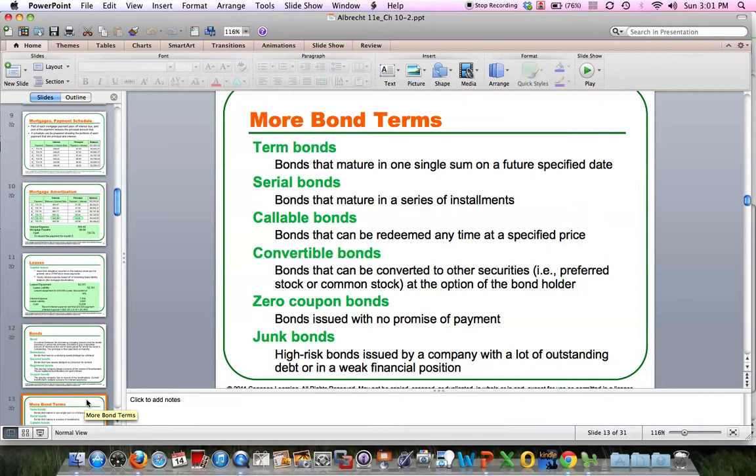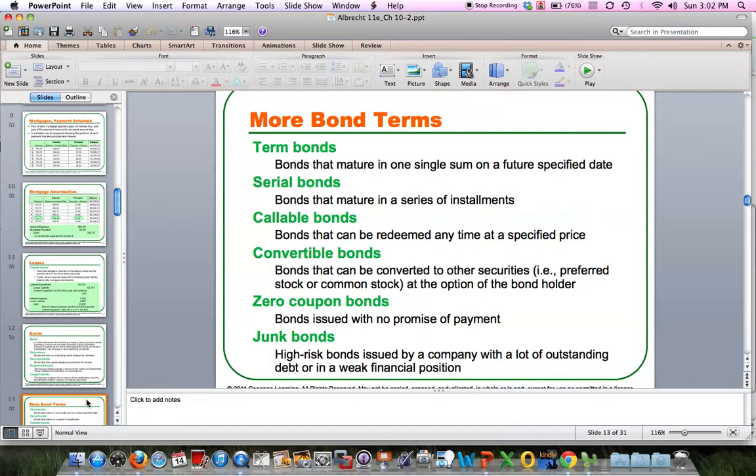Some additional bond terms, and again, these are almost entirely on page 464. A term bond is a bond that matures in one single sum on some future specified date. So a corporation can issue term bonds like a 30-year term bond, and the entire amount is due in 30 years. Or you can have serial bonds where you would issue bonds that mature in a series of installments. Some would mature in 5 years, or 10 years, or 15 years, and so on. It's really what the issuer wants to do.